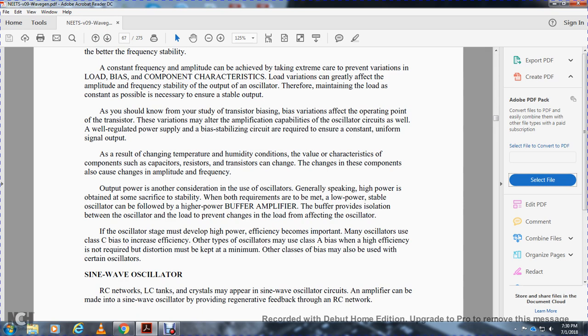Most oscillators use Class B bias to increase efficiency. Other types of oscillators may use Class A bias when high efficiency is not required but distortion must be kept to a minimum. Other classes of bias may also be used with certain oscillators.